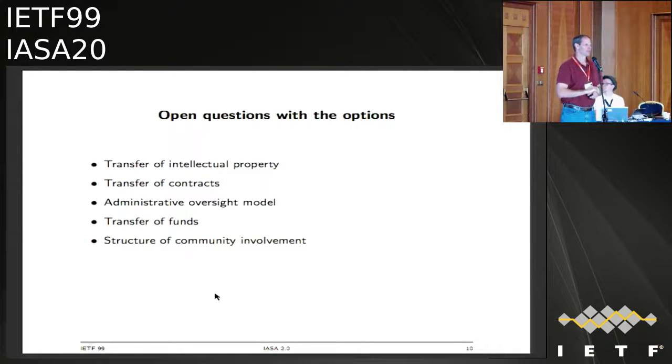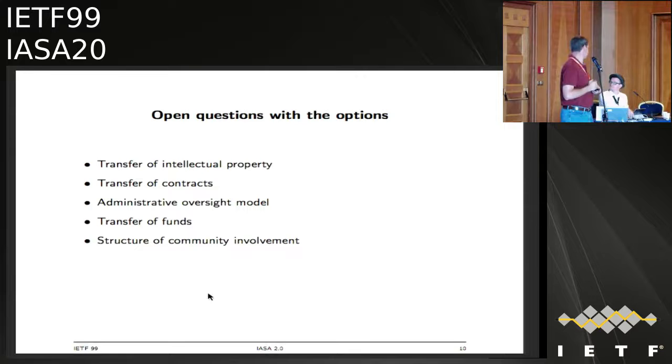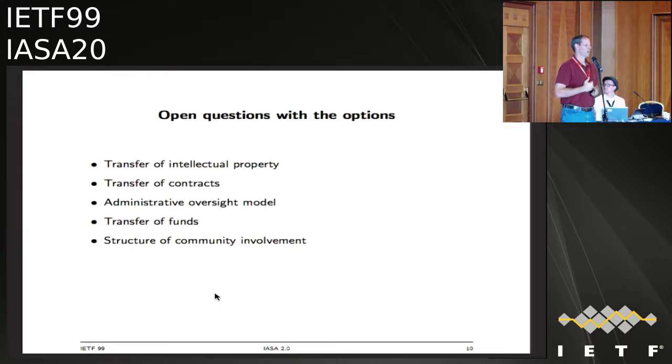Some of the things that we came up with when we were going through these options: the way we would treat some of these things changes based on what option we go down. So whether we're transferring intellectual property between ISOC and some other entity, same thing with either existing or new contracts. The administrative oversight model clearly would change depending on what the relationship with ISOC would be. If we're anything other than IASA++, we would have to figure out what the transfer of funds would look like. And across all those options, one of the things that I think is very important and needs to be stressed is how we structure the interface with the IETF community. We need to make sure that we're making things as transparent as possible where we can, and making sure that we're getting the input that we need.